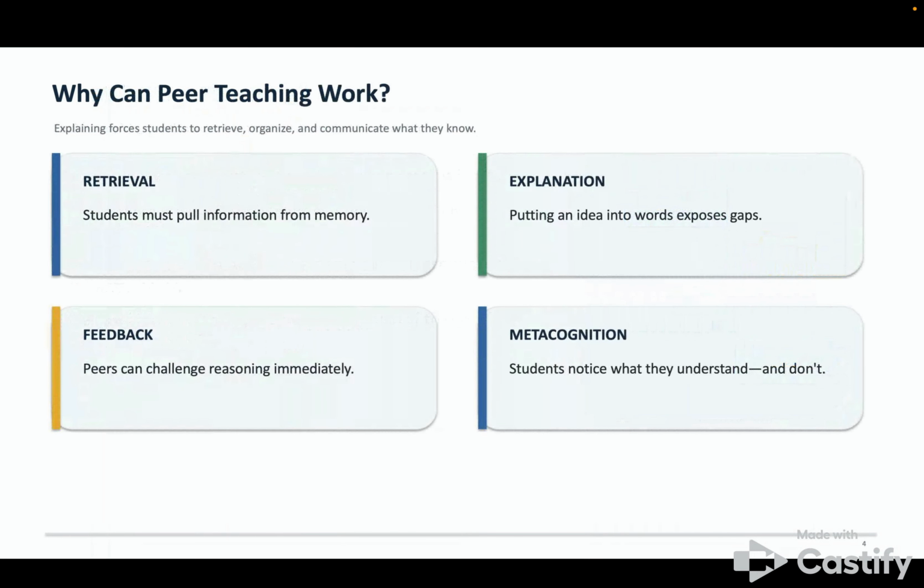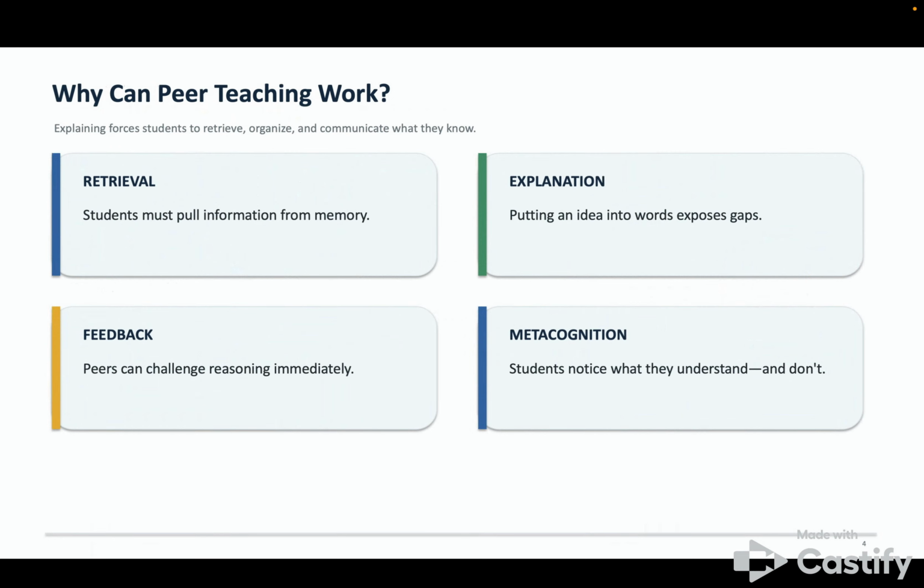Why would having students teach other students actually help them learn? There are several reasons. First is retrieval. When I ask a student to explain something, they have to retrieve that information from their memory. They're not simply recognizing an answer on a worksheet. Second is explanation. A student may think they understand something until they actually have to explain it. When they try to explain it to someone else, they may discover, wait, I don't really understand this part. That's actually a good thing.